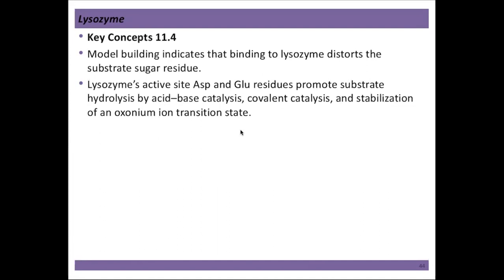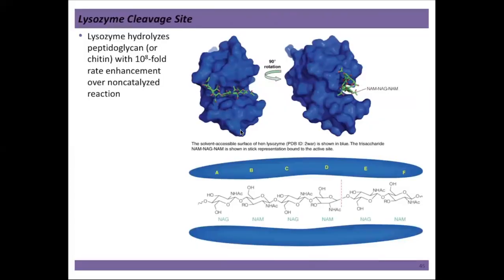Okay, so we're going to talk about a couple specific types of enzymes in this last lecture. One of them will be lysozyme. Lysozyme is an enzyme that will hydrolyze peptidoglycans or chitin with a 10 to the 8th fold rate enhancement over the non-catalyzed reaction. And this enzyme right here will bind this sequence right here.